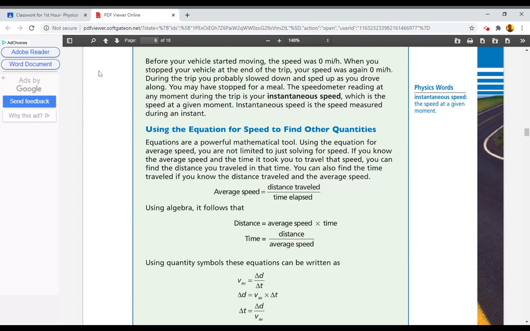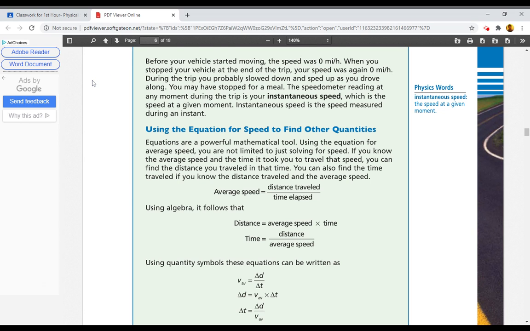Before your vehicle started moving, the speed was 0 miles per hour. By the way, the speedometer was invented in Beloit. So the speedometer that you see in your cars, on your ATVs and snowmobiles, any speedometer that you see, that was invented in the city of Beloit.